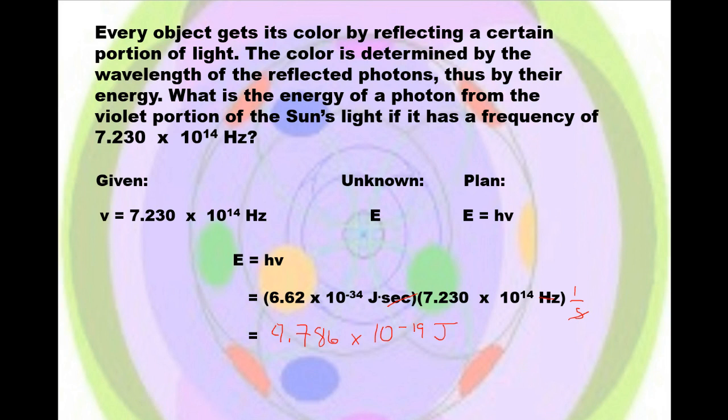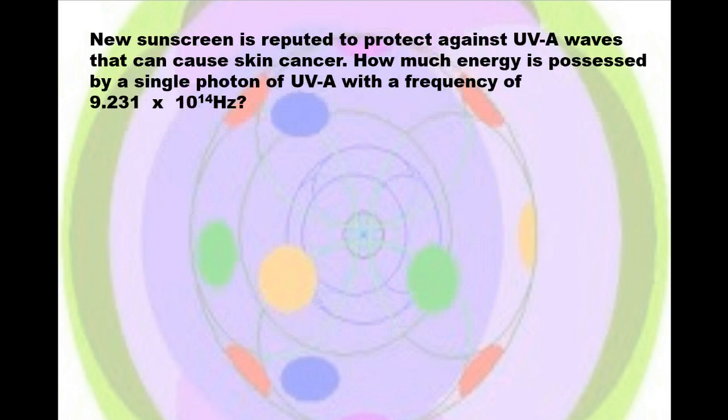The next problem: new sunscreen is reputed to protect against UVA waves that can cause skin cancer. How much energy is possessed by a single photon of UVA with a frequency of 9.231 times 10 to the 14th hertz?